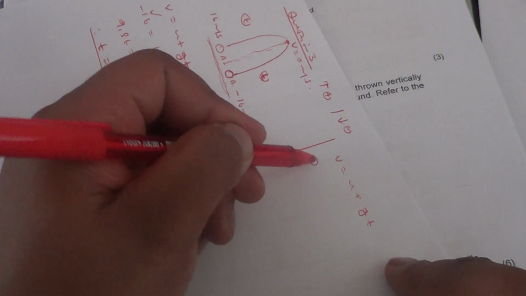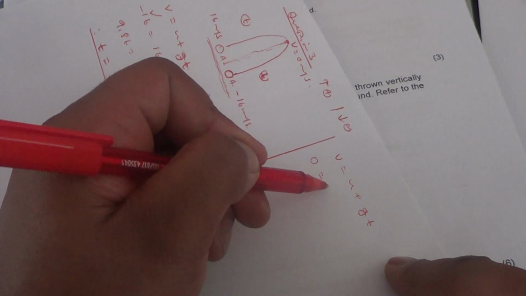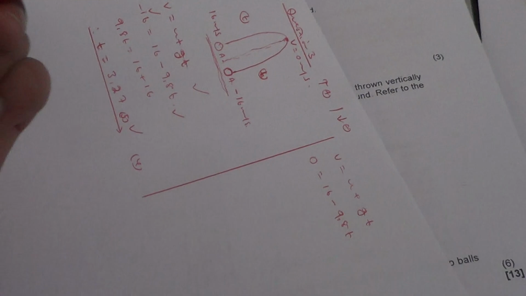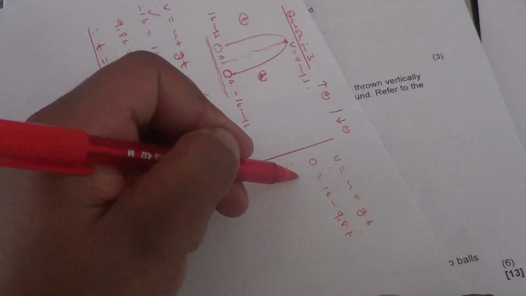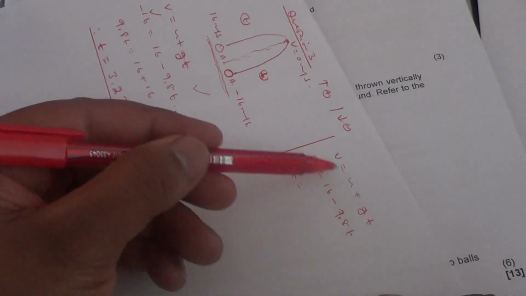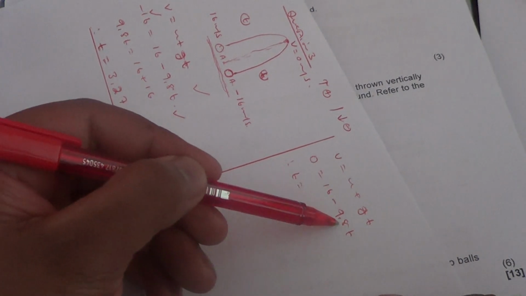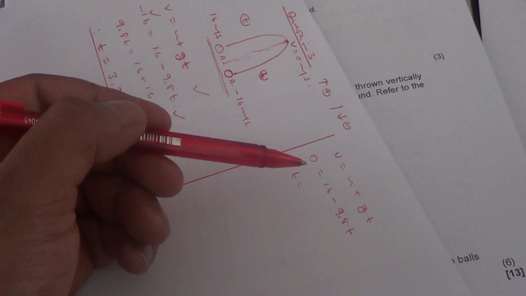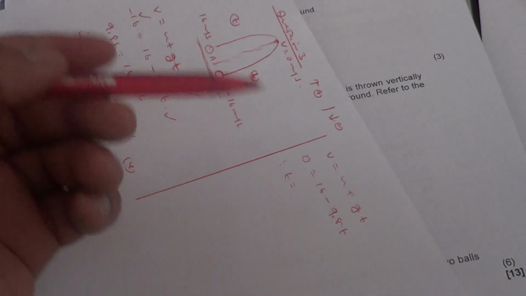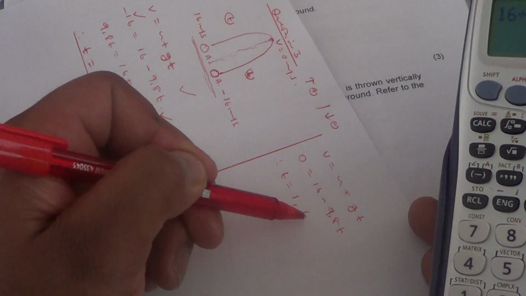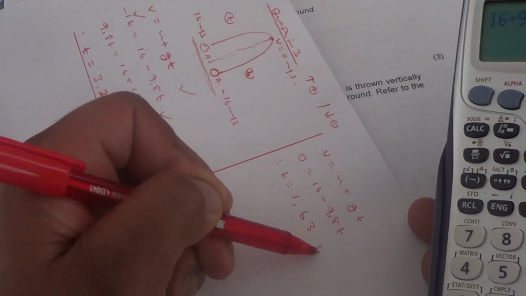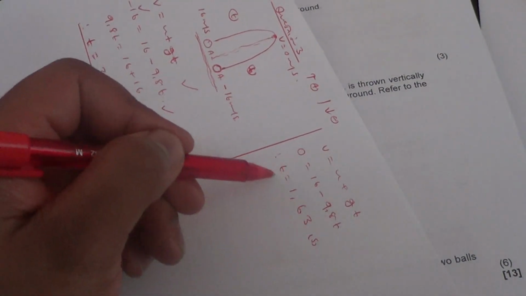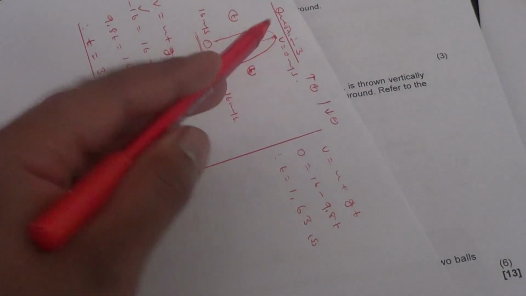The velocity there is 0 at max. Okay, we don't have to worry about 16 minus 9.8t. We can therefore say t will equal, if we take this one to the other side and then divide by 9.8, it's just going to be 16 divided by 9.8, which is 1.63 seconds. All right, not a problem, because this is the time it took to reach maximum.